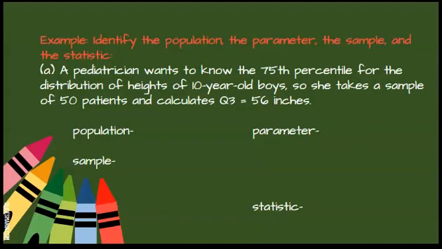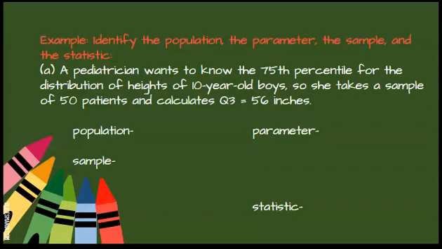Okay, so let's try an example. It says identify the population, parameter, sample, and the statistic. So part A, a pediatrician wants to know the 75th percentile for the distribution of heights of 10-year-old boys. So she takes a sample of 50 patients and calculates that Q3 is 56 inches. So we want to identify these four things.